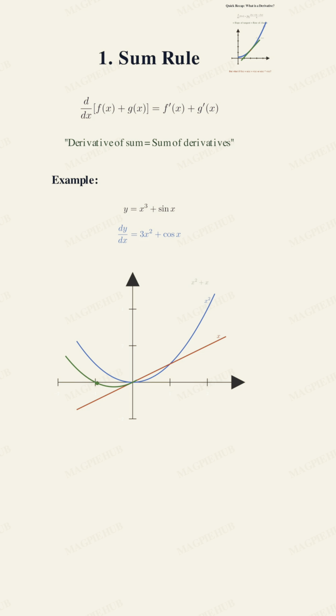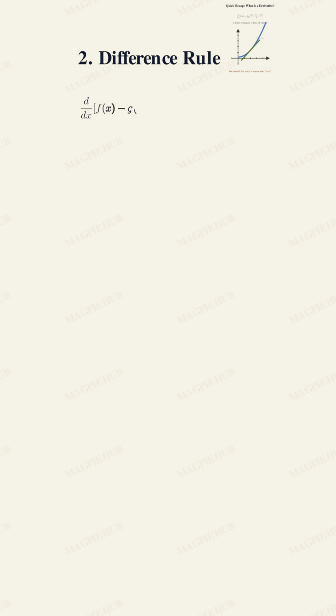Visually, if the blue curve is x squared and red is x, the green curve is their sum, x squared plus x. The slope of the green curve at any point equals the sum of the individual slopes. Rule 2, the difference rule. The derivative of f minus g equals f prime minus g prime. Exactly like the sum rule but with subtraction.